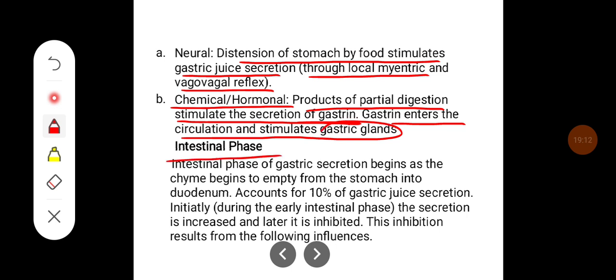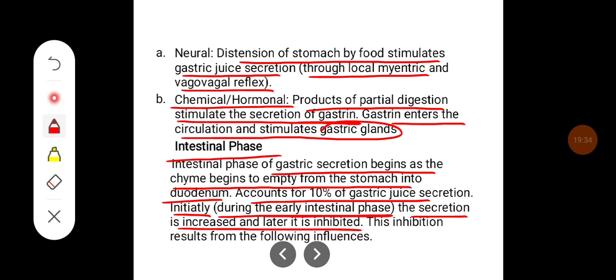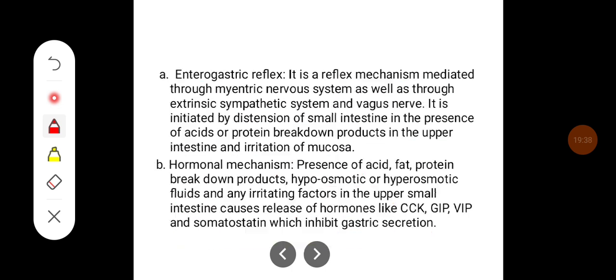The intestinal phase of gastric secretion begins as the chyme begins to empty from the stomach into the duodenum. This accounts for 10% of the gastric juice secreted. Initially, in the early part of the intestinal phase, the secretion is increased and later it is inhibited. So this inhibition results from the following influences. It occurs mainly because of the enterogastric reflex and hormonal mechanism.